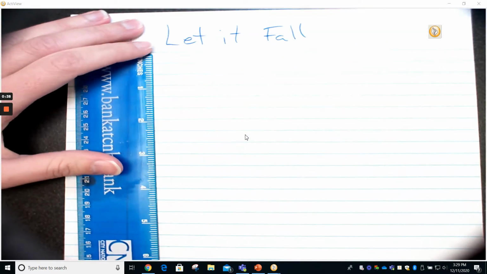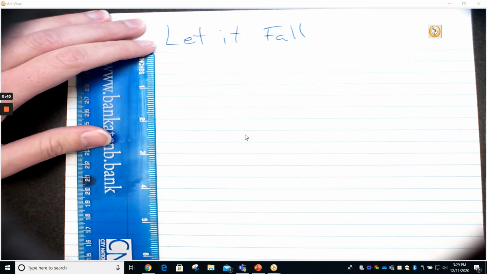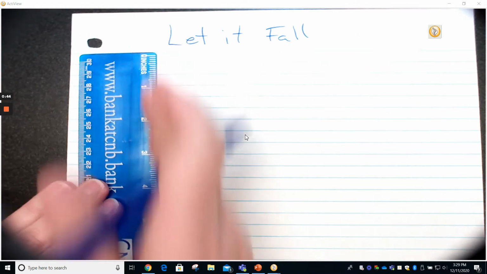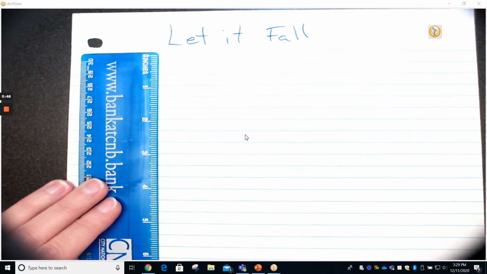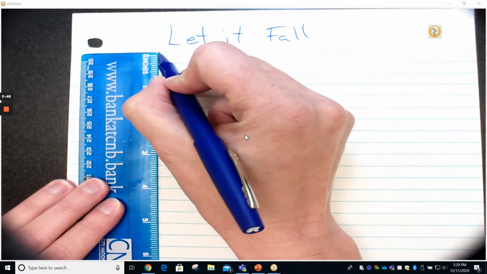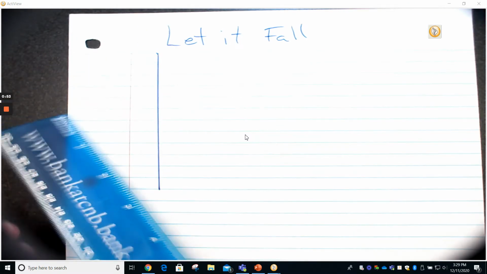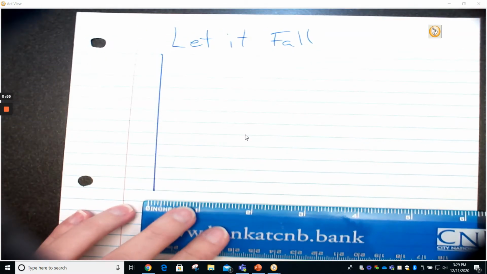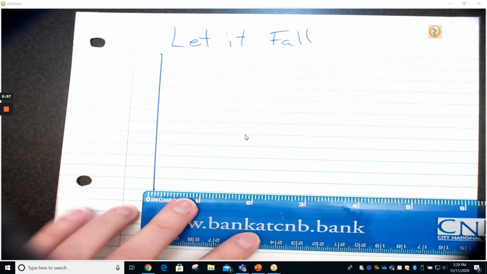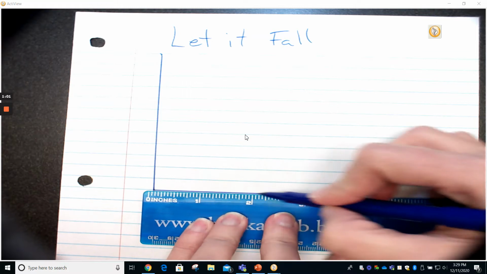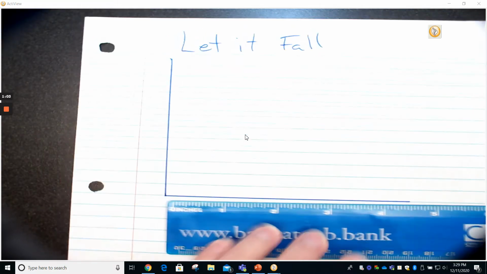So I'm going to start with my y-axis, and if you remember, the y-axis is the vertical line, the one that goes up and down, okay? So I'm just going to start, and I'm going to go down to about right there, sounds good, okay? And then I'm going to bring it to the side for my x-axis, okay? So there's my x-axis. There we go.